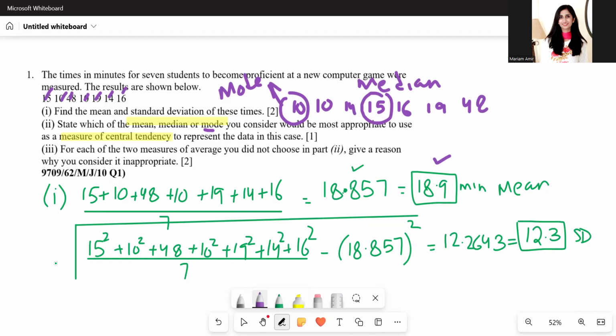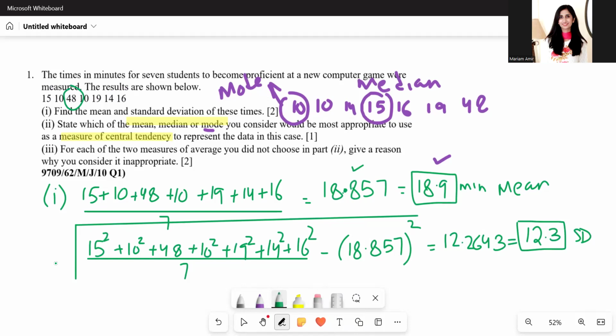So in this case, there is an outlier in the data. An outlier is an extreme value. So 48 is an extreme value. Because of that, the mean is not a suitable average. Otherwise, if there was no outlier, the mean is the best average. Okay, so if the mean is not suitable, let's look at the median and mode.